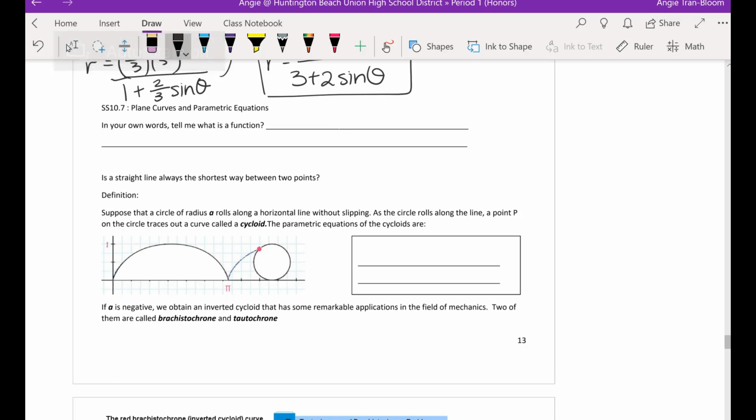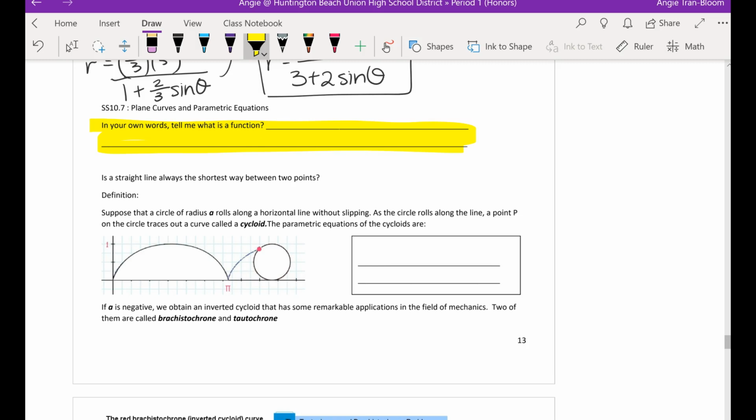Hey guys, all right. Now this is a recording for 10.7, okay? I'm going to do some things on the video, but I do need to still go over a lot of things in class. So right now, in your own words, tell me your own definition of a function. If you remember from Algebra 1, go ahead and tell me what the definition of function is.